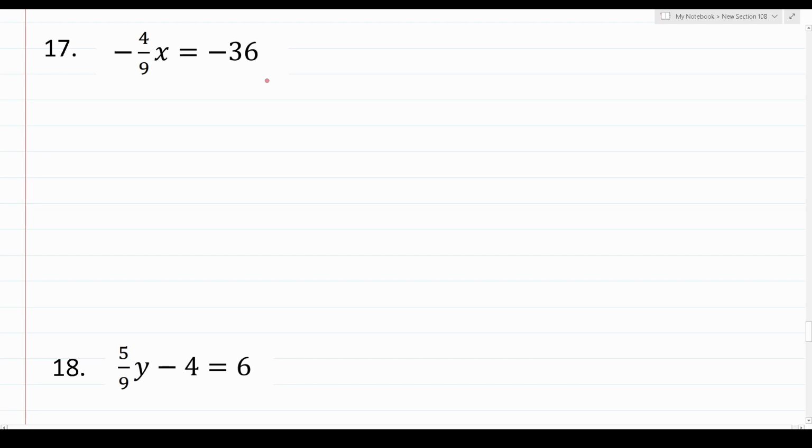All right, so number 17 here says negative 4/9 x equals negative 36. So let's go ahead and copy this one off to the side here. We have negative 4 over 9x equals negative 36. All right, so again, our goal is to find a value of x such that this equation becomes true. In addition, we want to use addition, subtraction, multiplication, and division in an effort to isolate our letter variable, which means we want to get x equal to something in this case. All right, so this one's pretty simple.